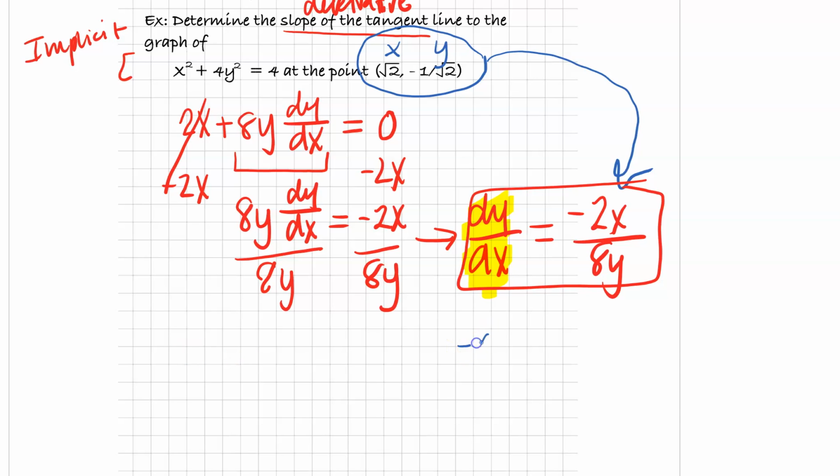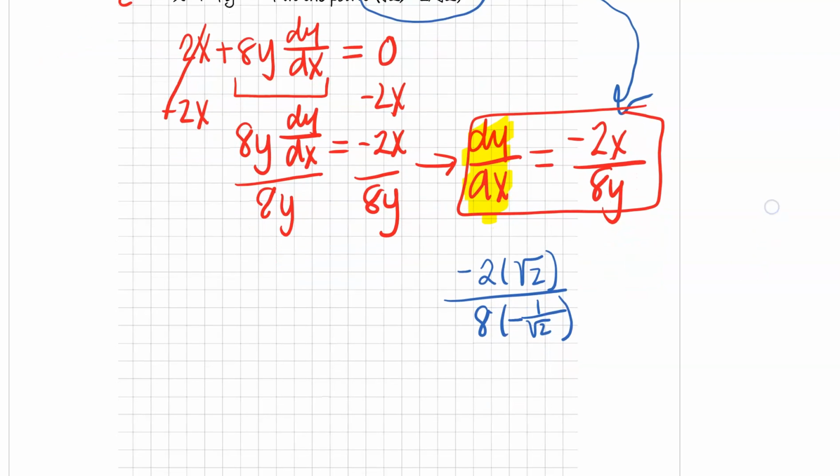So I'm going to say that's going to be negative 2 times x, which is square root of 2, all over 8 times y, which is negative 1 over the square root of 2. And then I'm going to clean it up from there. So let's see, looking at this, I apologize. We could have simplified here to give me negative x over 4y. So let me just go ahead and make that correction here. So negative x over 4y.